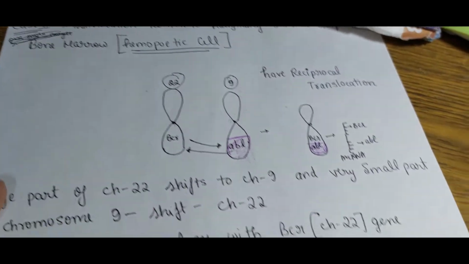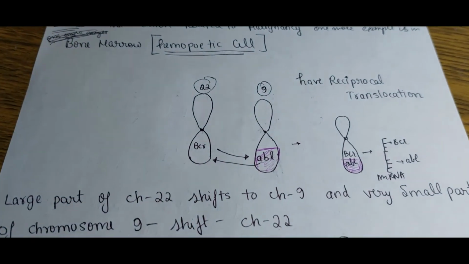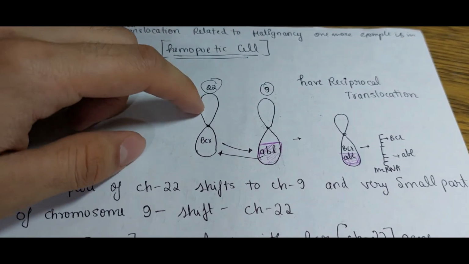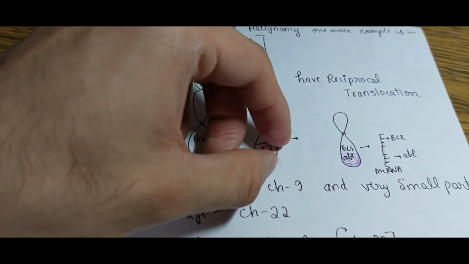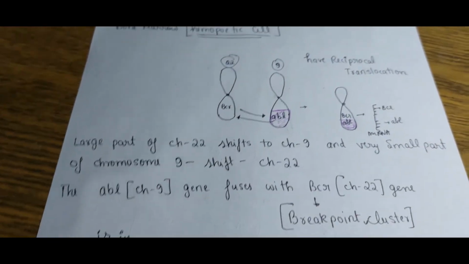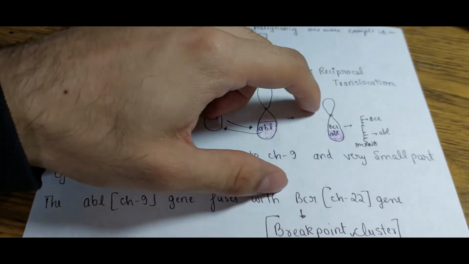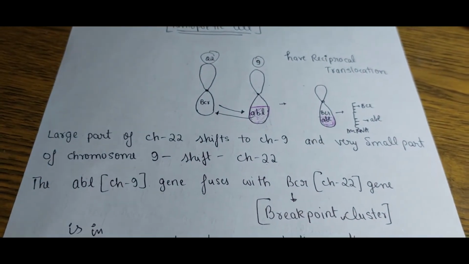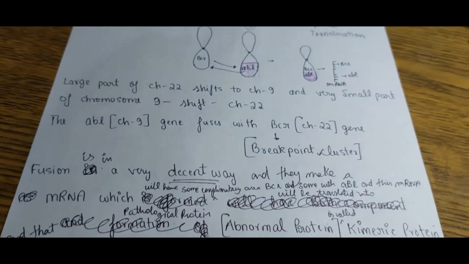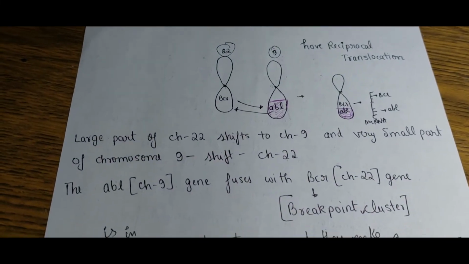Another example of reciprocal translocation is in hematopoietic cells in the bone marrow. Here, chromosome number 22 has the BCR gene and chromosome number 9 has the ABL gene. A large part of chromosome number 9 shifts to chromosome number 22, and a very small part, the lower part of chromosome number 22, shifts to chromosome number 9. This means that the ABL gene and the BCR gene will be present on the same chromosome now, and they will fuse together. The BCR gene is basically called the breakpoint cluster gene.